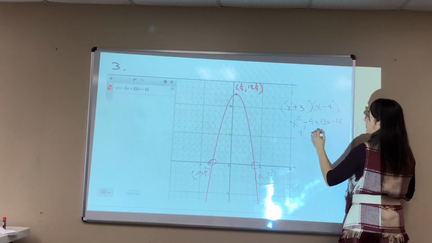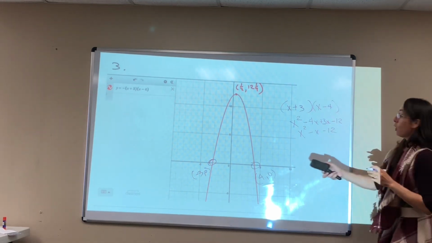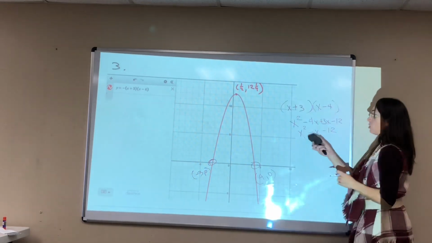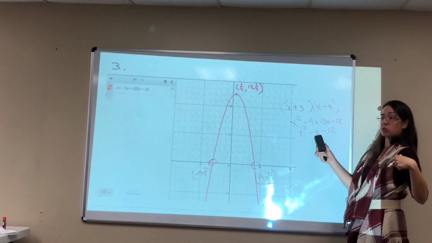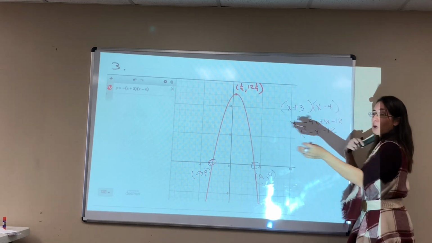x squared minus x minus 12. So, because I knew my two solutions, I can go back and write the original. This is the whole doing, undoing. We're going back and forth in that.